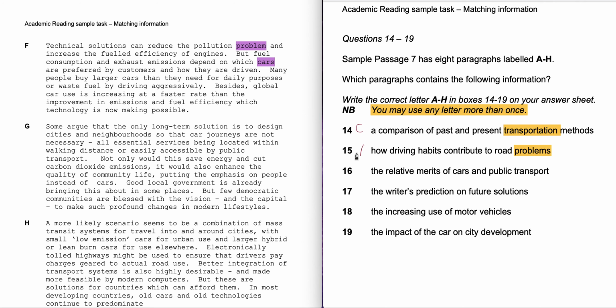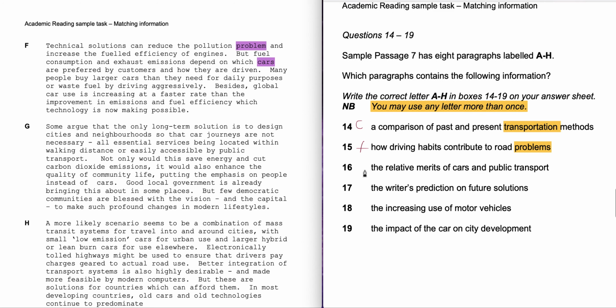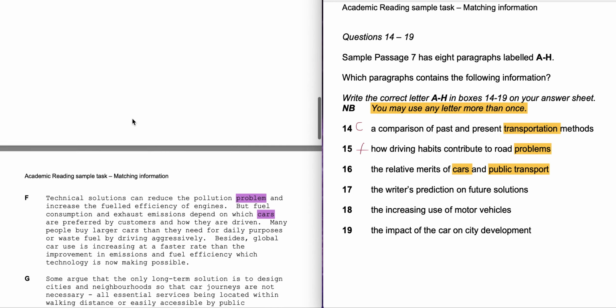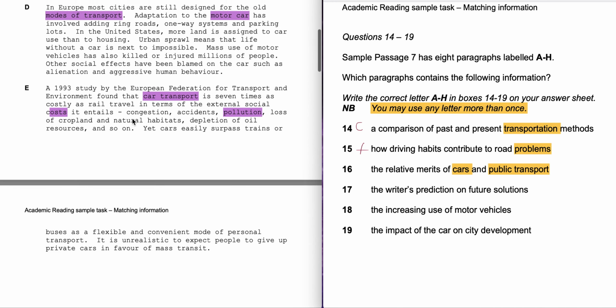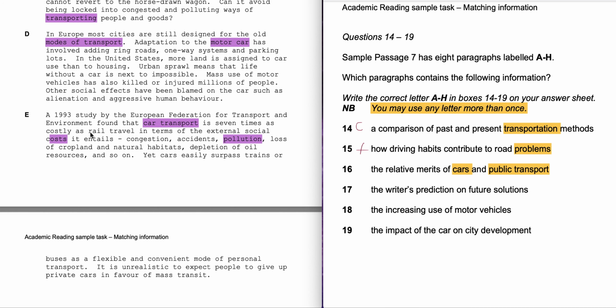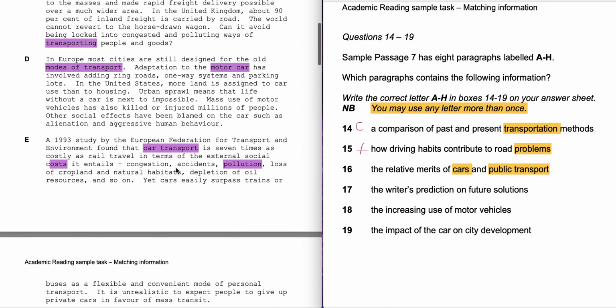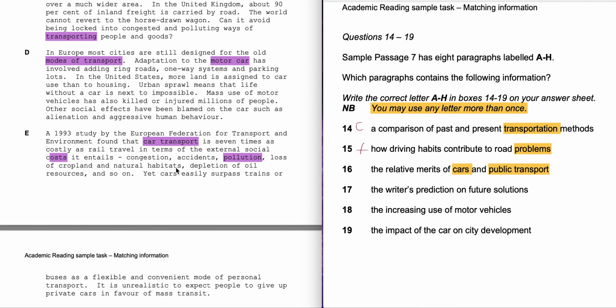I'm gonna put it this way, and then we'll go further to question number 16. So the relative merits of cars and public transport. Our keywords are gonna be cars and public transport. So as you guys remember here in this paragraph E, we had information about car transport, and you can just read one more time.